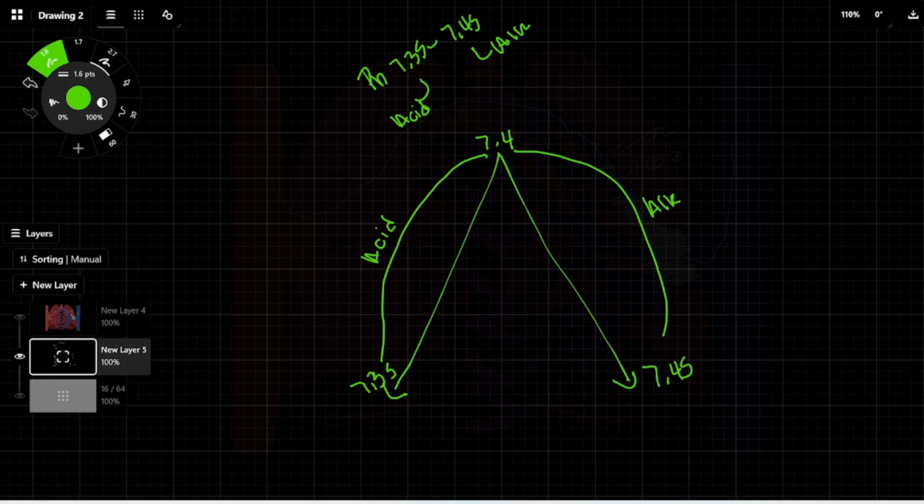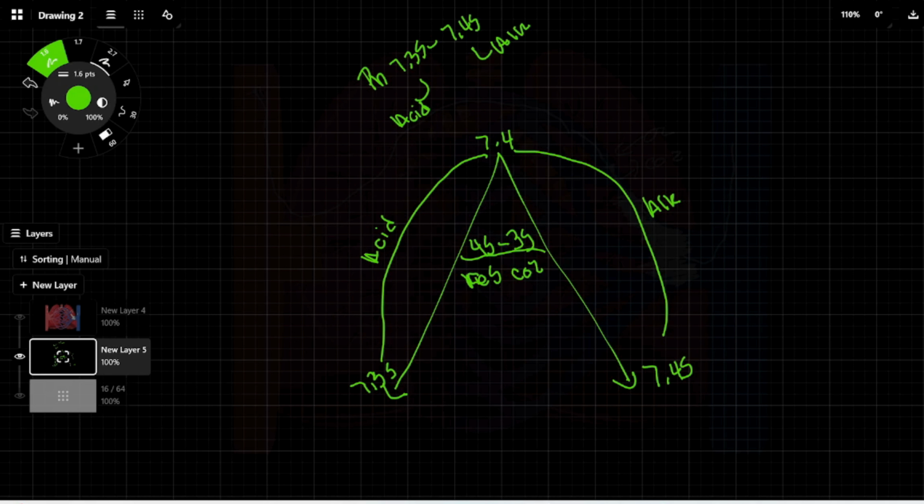Now, there are two lab values that affect pH. There's the respiratory, or the CO2, which ranges from 45 to 35. Now, notice I wrote this backwards. So the 45 is on the acid side, and that's because the more CO2 you have, the more acidotic you become.